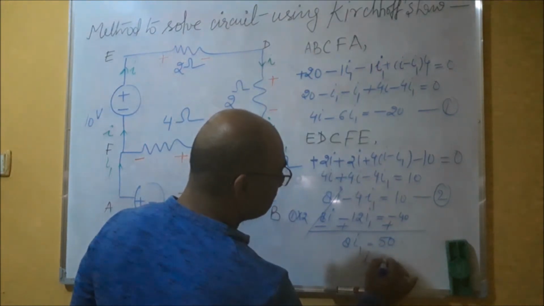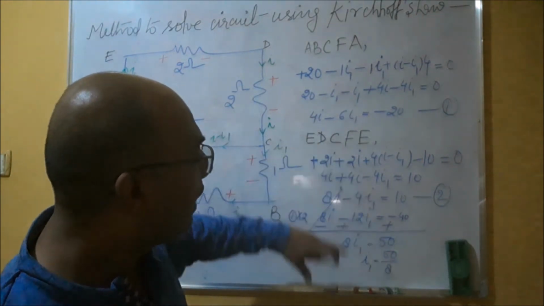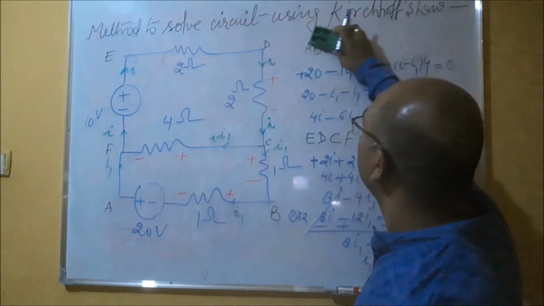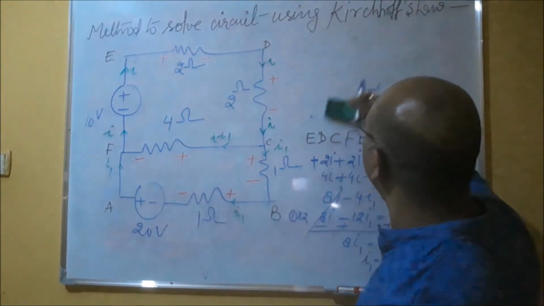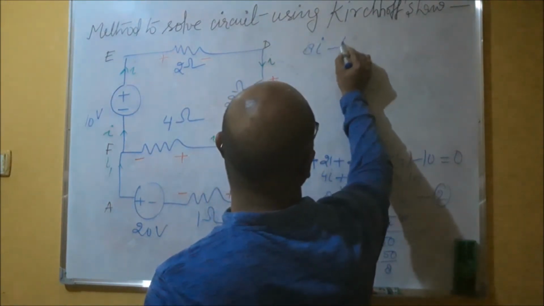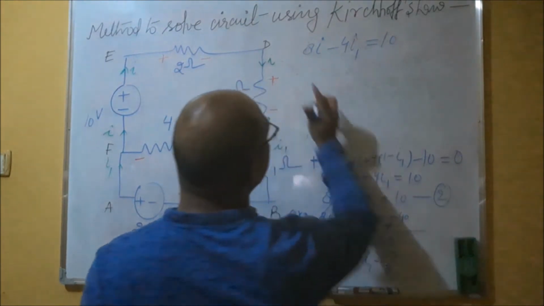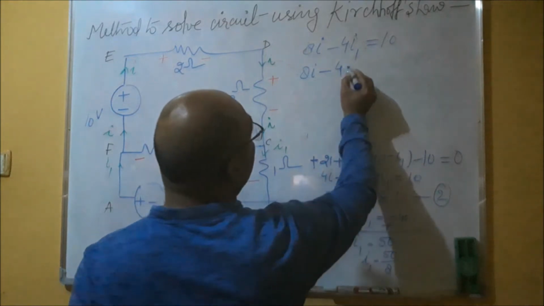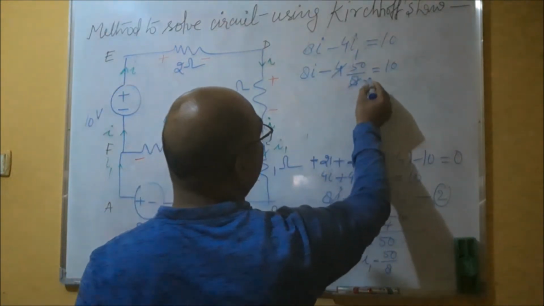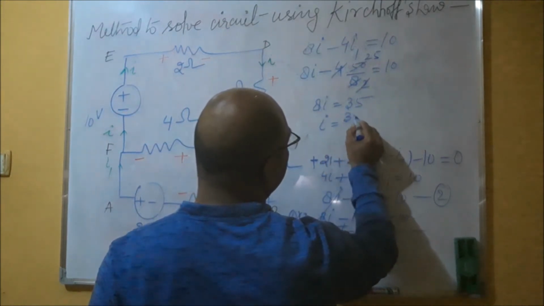So this will be 8I1 equals 50. So what is the value of I1? It is 50 upon 8. Now substitute the value of I1 in any equation, either 1 or 2, and you will get the value of I. I'm putting it in the second equation: 8I minus 4I1 equals 10. So 8I minus 4 times 50 upon 8 equals 10. So 4 2s are 8 and this is 25. So 8I is 35 and I will be 35 upon 8.